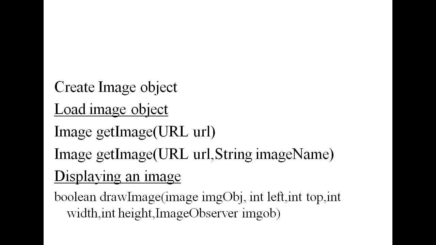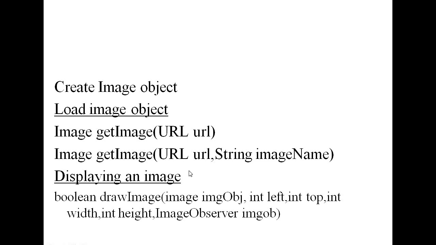So getImage uses two arguments. First one is the URL and the second one is the image name. So there are two different forms of getImage. The first one is only with the URL. The second one has two parameters: the first one is the URL and the second one is the name of the image. Normally we will be using the second form, getImage with two arguments. First argument, the code base or document base, and the second one, the image name.